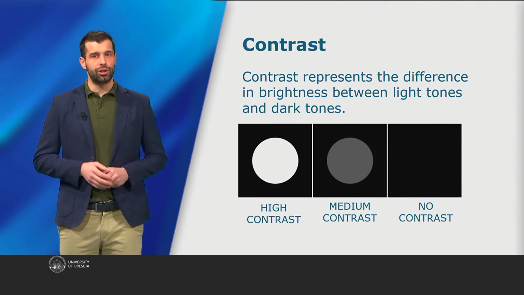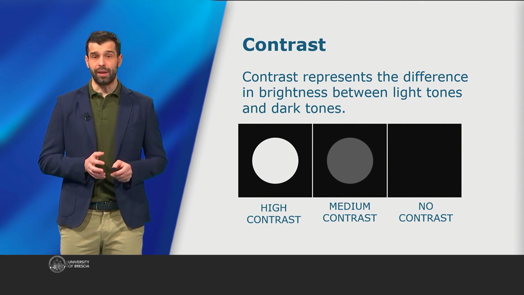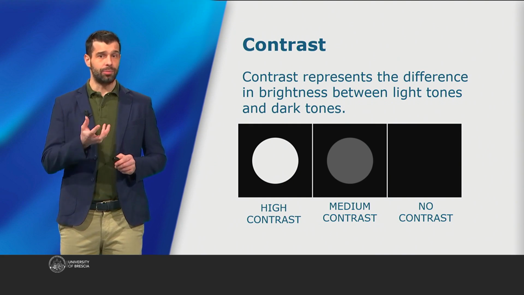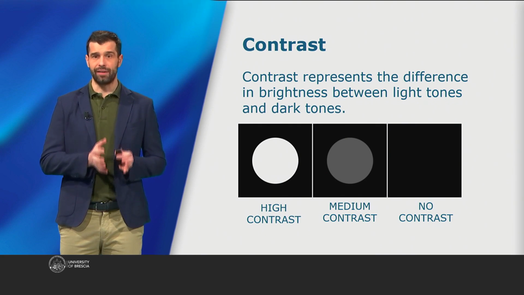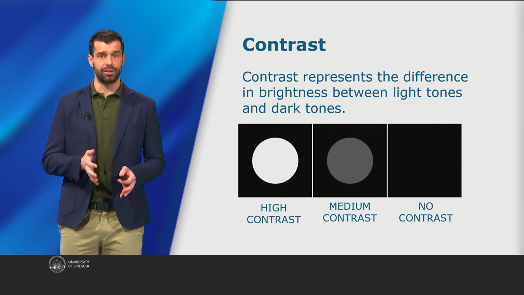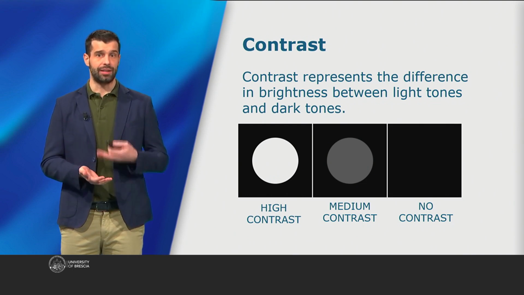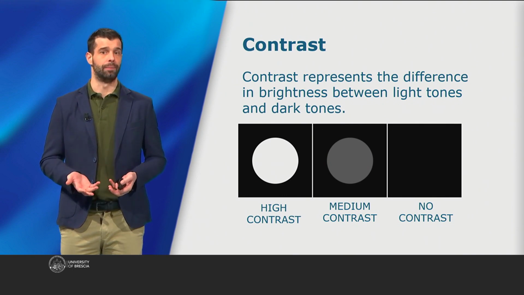When we talk about vision-based measurement systems, having an optimal image means having optimal contrast. Contrast, as the word suggests, is the difference within the image between light and dark tones. So, having a very light object on a very dark background means having good contrast. On the other hand, having an object that's the same color or brightness as the background means having zero contrast.